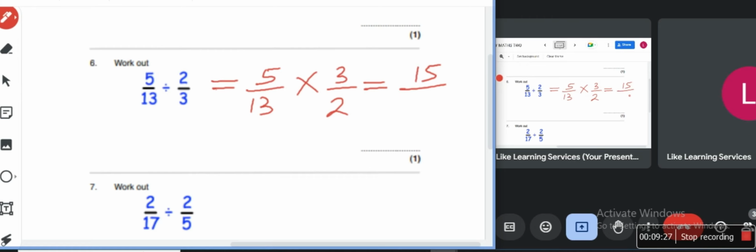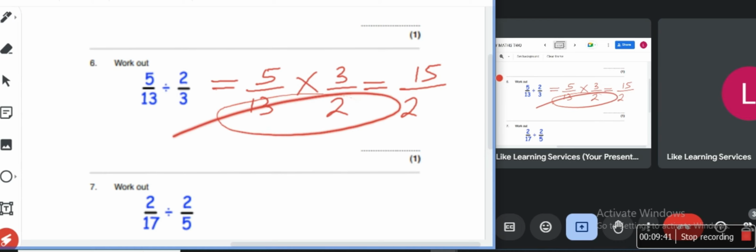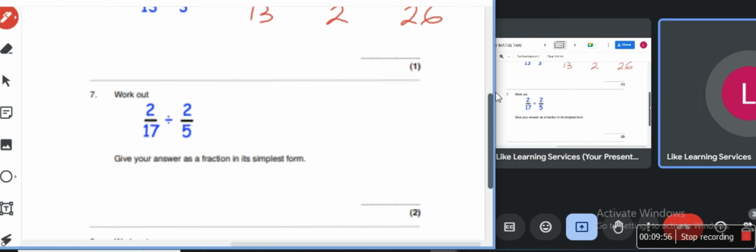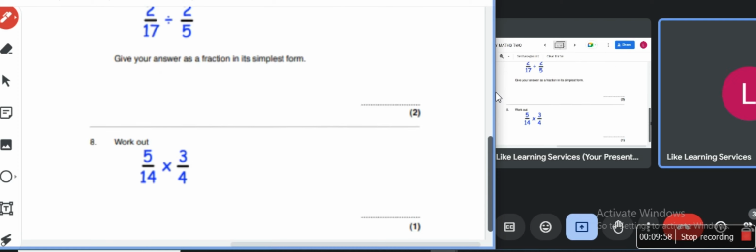15 over 20. 15 over what? You're multiplying. Yes. 15 over what? Concentrate so that you don't make a mistake. 15 over 26. Okay. Just this last two.